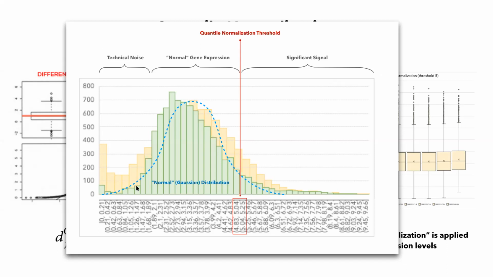So quantile normalization uses a threshold. You can see this is right around the 5 mark. And we can use this cutoff of 5 to normalize everything underneath here and leave the significant signal as the main signal that we want to compare.